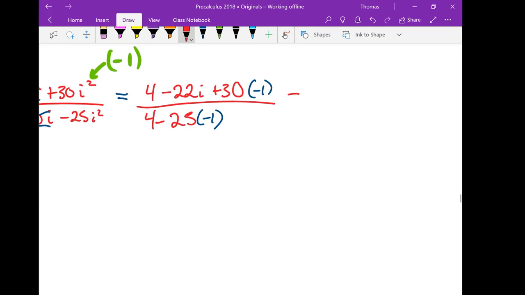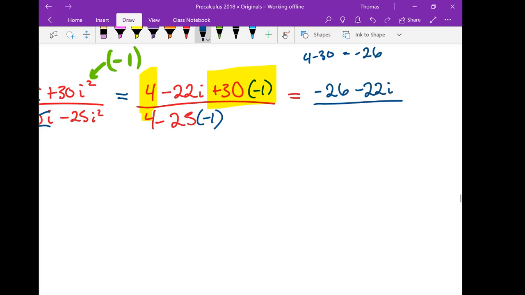Now, if I continue on, we're just combining the leftover real parts. I see we have 4 and 30 times -1, or -30. So 4, -30, that'll combine to a -26. -26 on top minus 22i. Great. On bottom, we have 4 and then minus 25 times -1, or minus -25. That's the same as plus 25, 4 plus 25. So that'll just be 29.